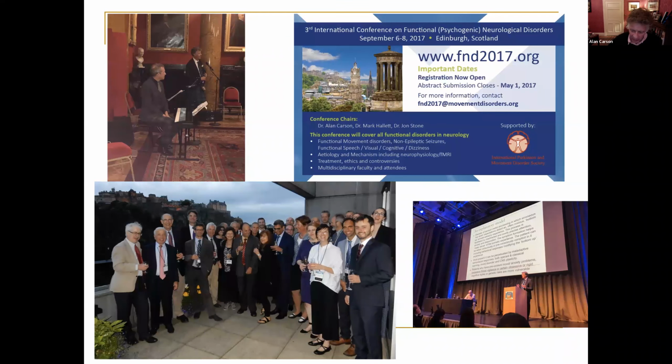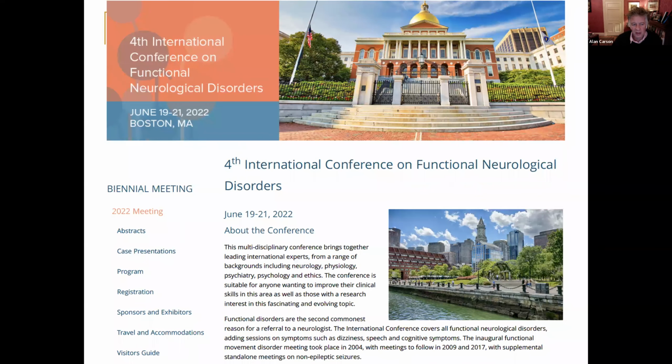So where are we going? Well, I think we're entering a new era. This was the third international conference, 2017, held in Edinburgh, when we could still meet in person. We managed to sell out, which was nice, and had a very valuable scientific meeting, bringing together different disciplines to move forward, and on that basis have created the Functional Neurological Disorders Society. A quick plug for their inaugural conference, June 19 to 21st, 2022, an in-person and online hybrid meeting.